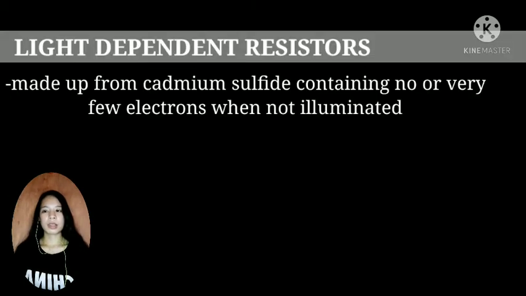A light-dependent resistor is made from cadmium sulfide containing no or very few free electrons when not illuminated. So its resistance is then quite high. When it absorbs light, electrons are liberated and the conductivity of the material increases.